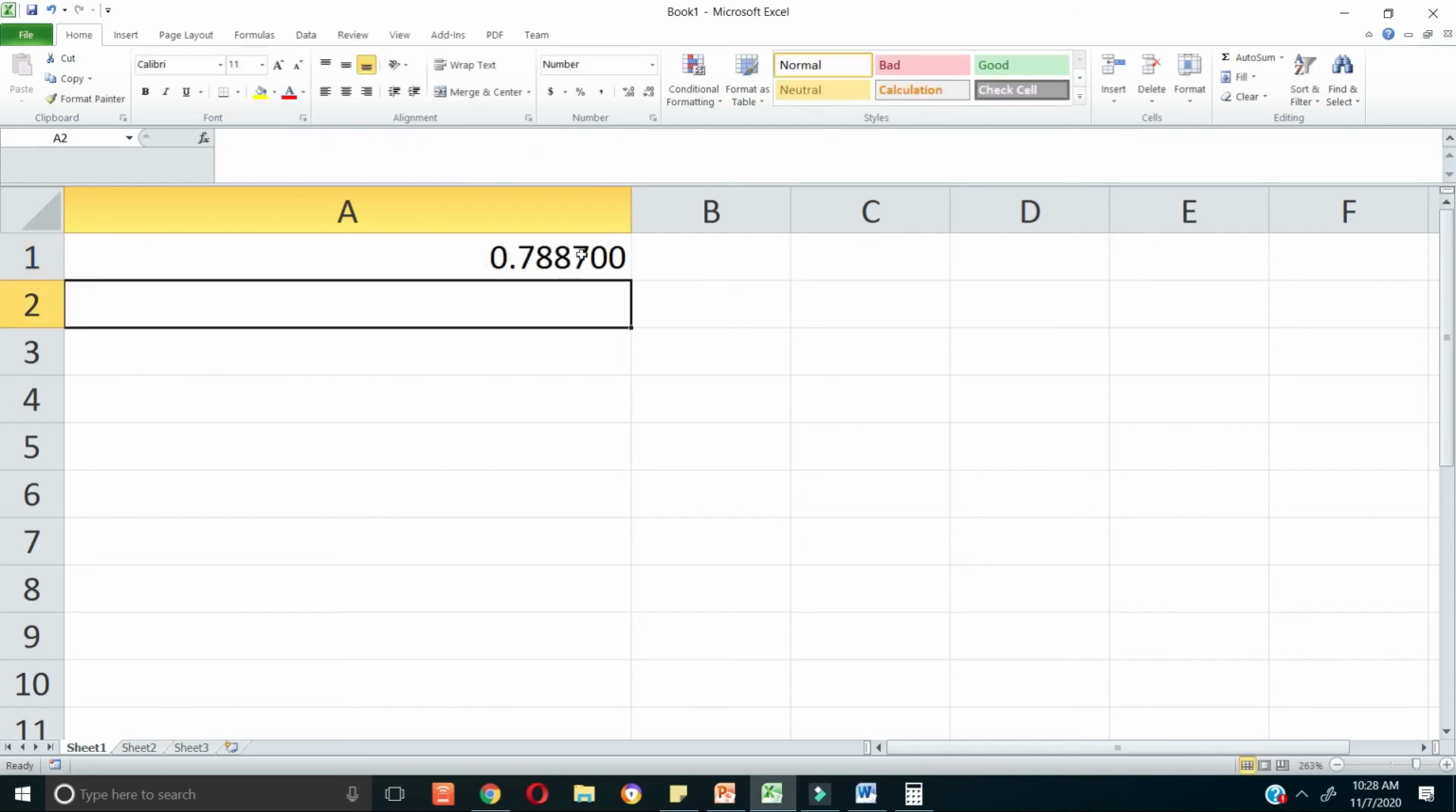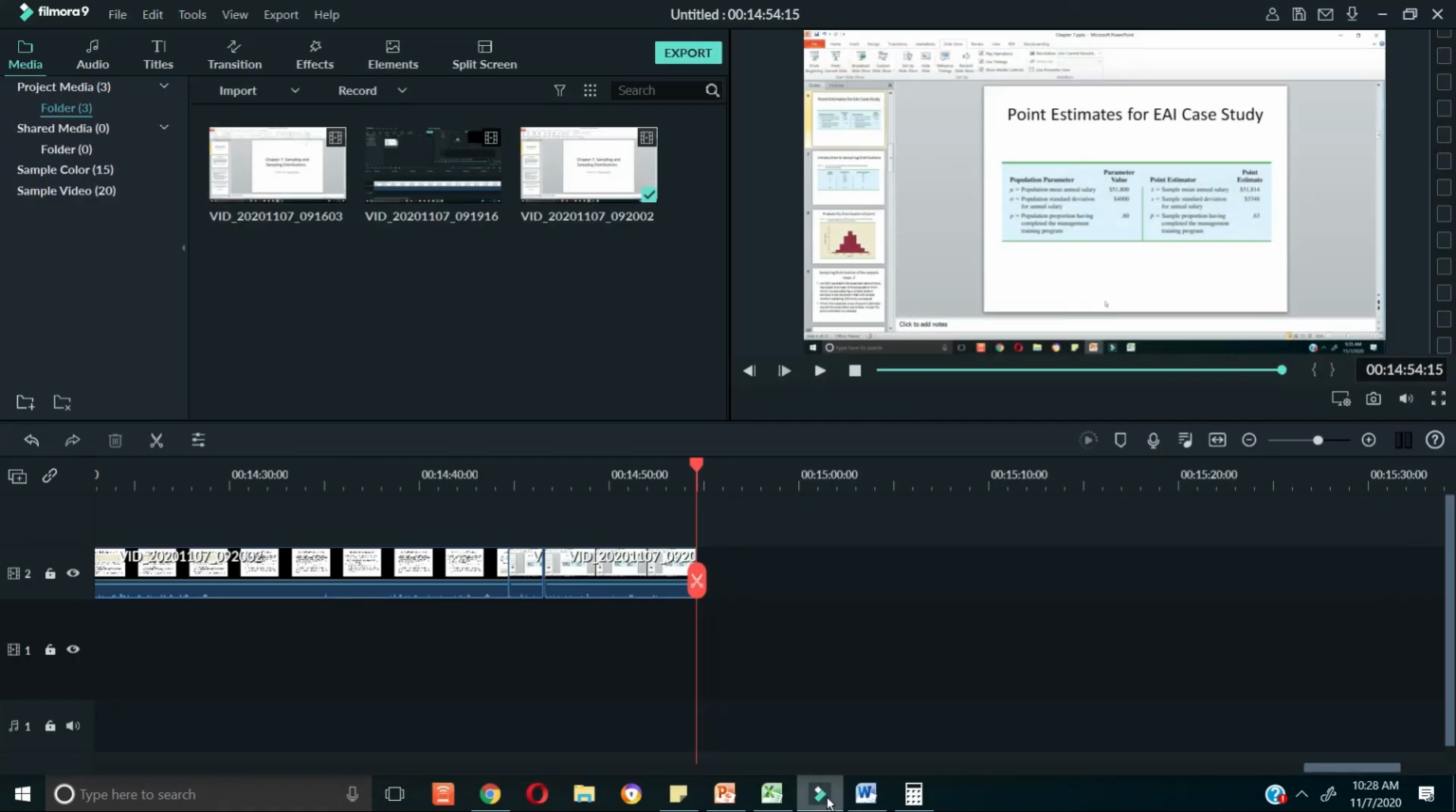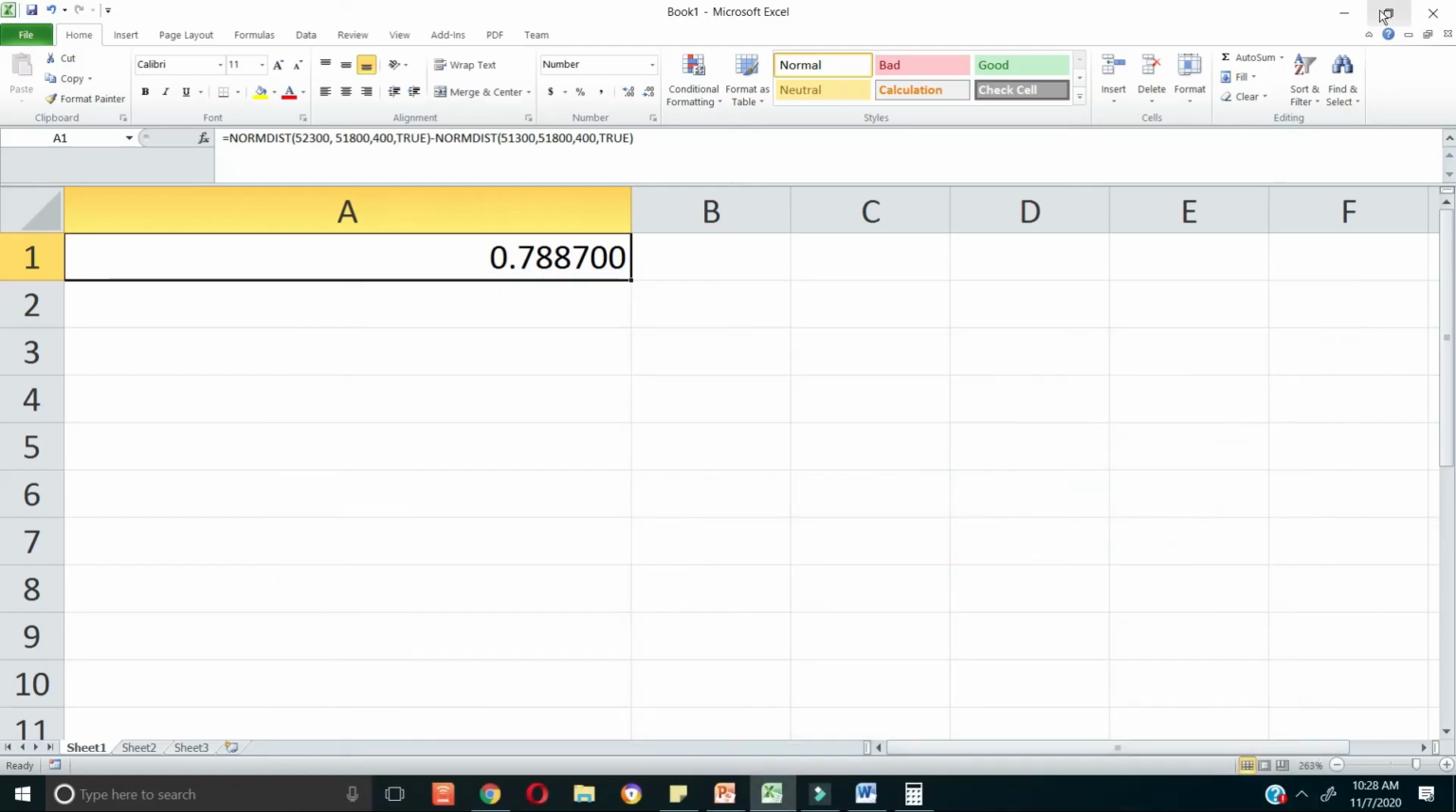And this is the value that we did get previously when we used the cumulative probability tables from pages 2 and 3. So that is the part I wanted to go through. Then let's take a break and come back for the next section.